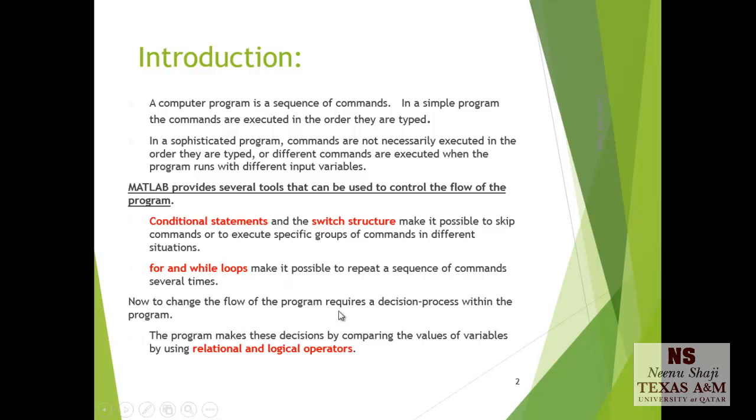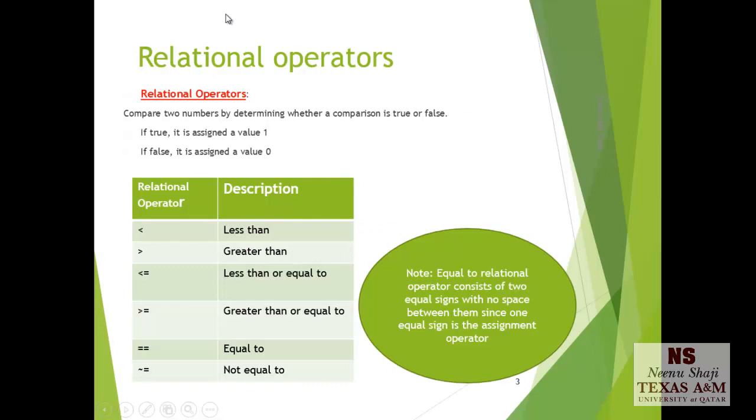Now, to change the flow of the program, it requires a decision process within the program, which is possible by using the two kinds of operators, relational and logical operators. Relational operators compare two numbers by determining whether a comparison is true or false. If true, it is assigned a value 1. If false, it is assigned a value 0. Here is a list of relational operators: less than, greater than, less than or equal to, greater than or equal to, double equal to, and not equal to.